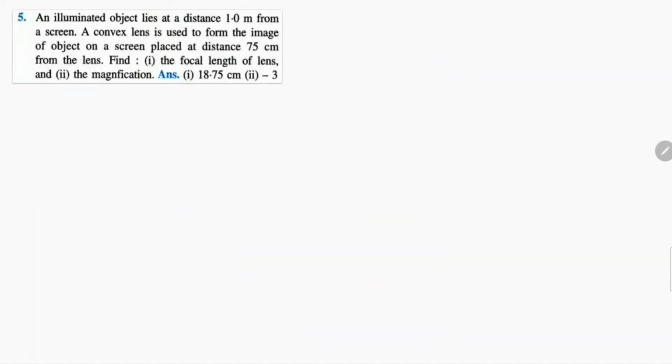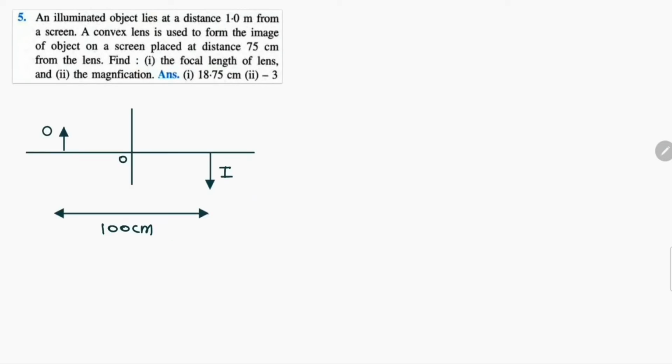Fifth question. Object lies at a distance of 1 meter from the screen. Screen means image, where the image is formed. So distance between object and image is 1 meter, so this distance is 100 centimeters. And a convex lens is used to form an image of the object on the screen placed at 75 centimeters from the lens.